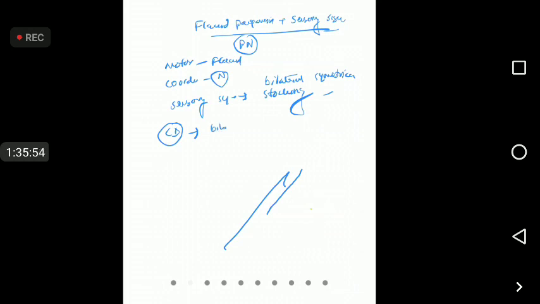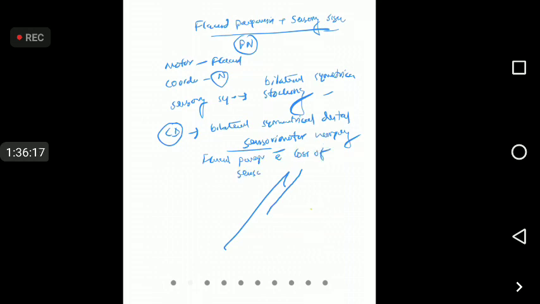So bilateral symmetrical distal sensorimotor neuropathy. Or a flaccid paraparesis with loss of sensation, loss of all modalities of sensation in a stocking pattern.